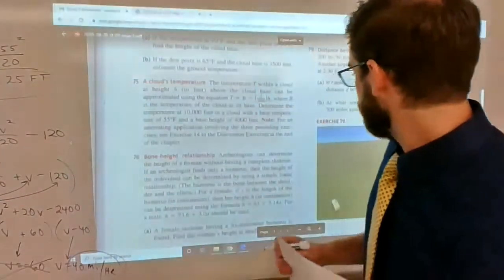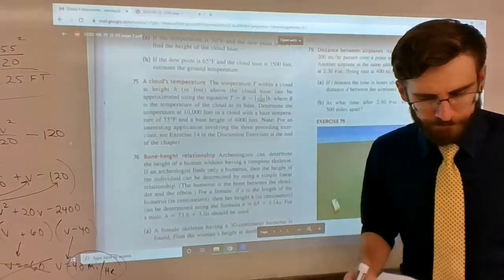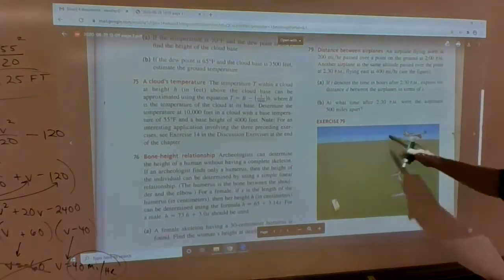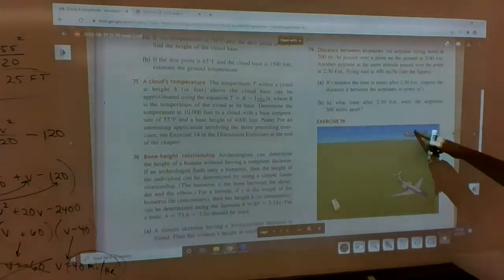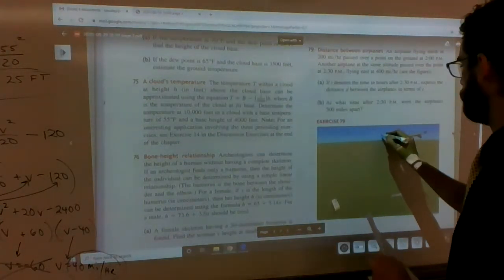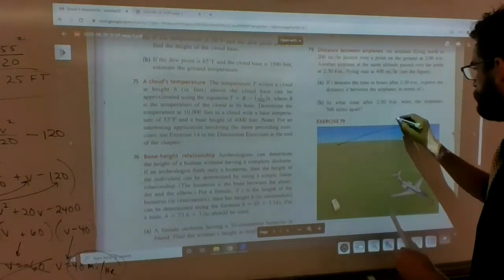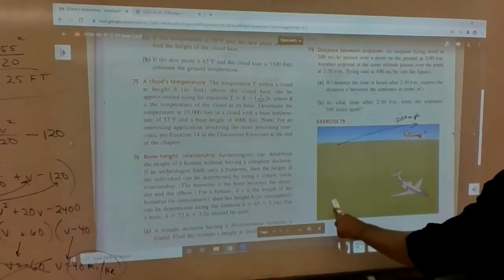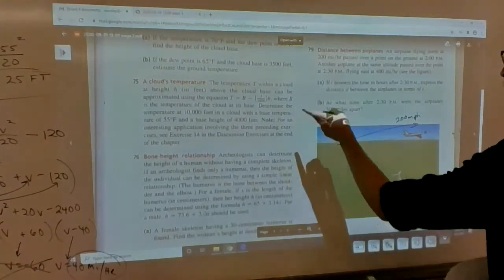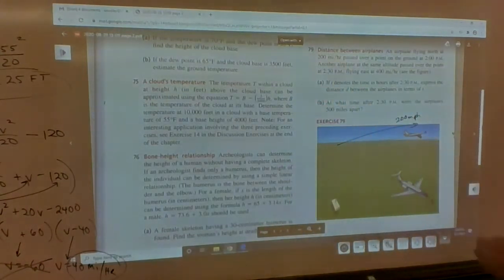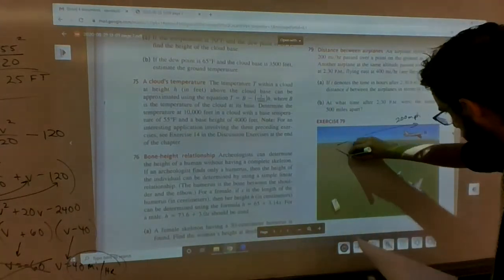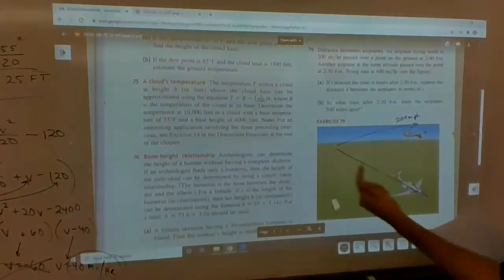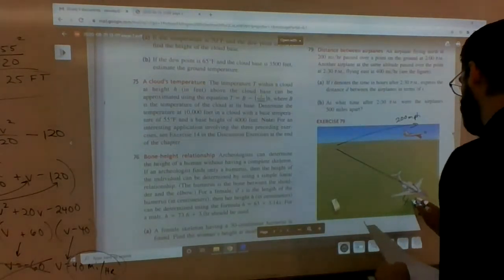So check this out. They even gave us a little visual to work with. An airplane flying north at 200 miles per hour. So this one's going 200 miles per hour. Passed over a certain point on the ground at 2 p.m. Another plane at the same altitude passed over the same point 30 minutes later, and it's flying at 400 miles per hour.